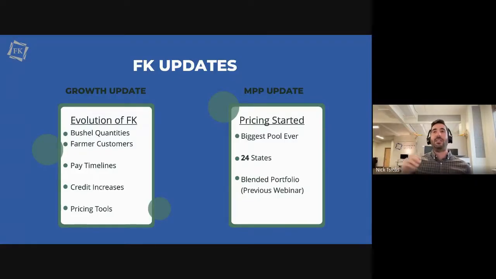But as far as the managed pricing programs go, we launched our biggest pool ever this year. It's tens of millions of bushels of corn and soybeans. Farmers from 24 different states, from North Dakota down to Mississippi. Love you guys out there in both states, all across the I-states, out to the East Coast even.